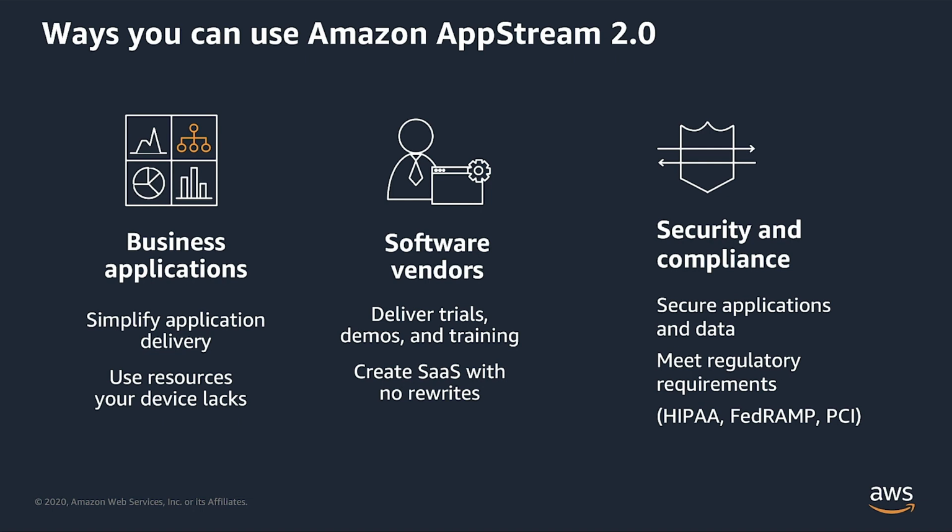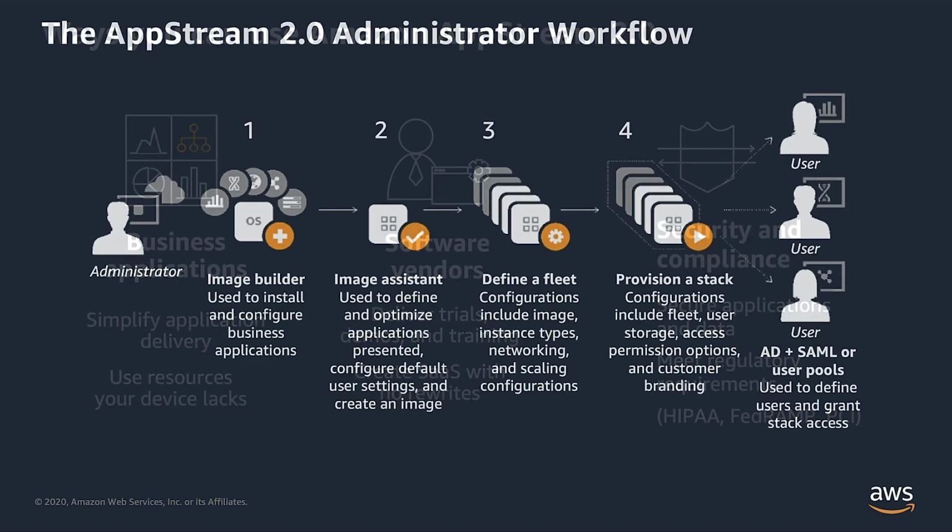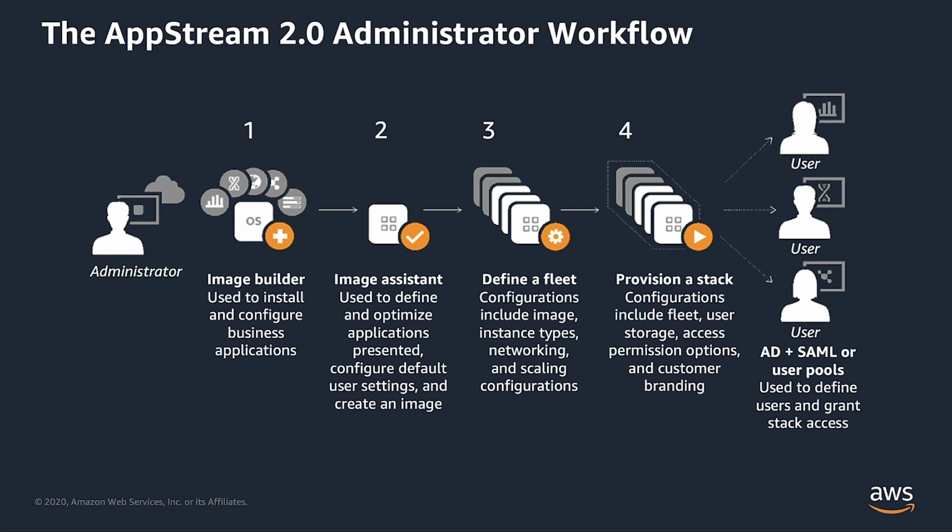With AppStream 2, applications run inside your own virtual private cloud, enabling you to isolate your applications and deliver them in a secure way. There are four major steps to deploy your application using AppStream 2. The first is to use the image builder via the AWS Management Console, which will create an instance we can use to install, test, and publish the application image. The image assistant guides us through the image creation process. During this phase, we also optimize the app launch time and configure the application's launch parameters and default settings. With those steps completed, the image is published to an image registry, which is used to define the fleet.